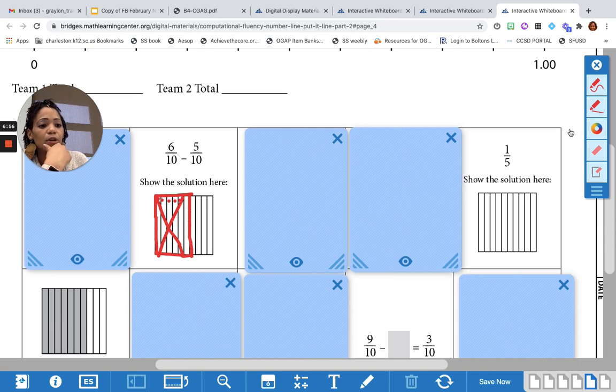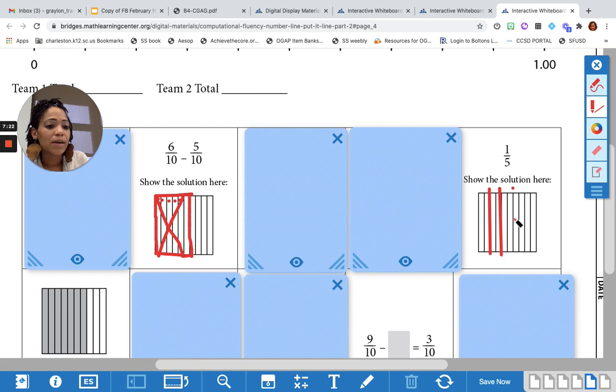Let me go in this corner. 1/5. Show the solution here. 1/5. That means I need to separate. I almost made a mistake, guys. I almost colored in 1, and then I was like, but it can't be because you guys already had 1/10. Then I realized it's a 1/5, which is 20 cents. Remember our problem string yesterday where we related it to money?